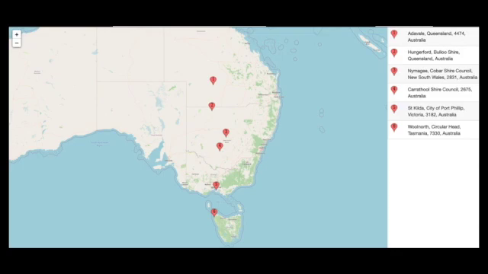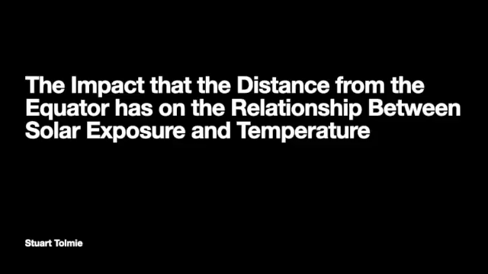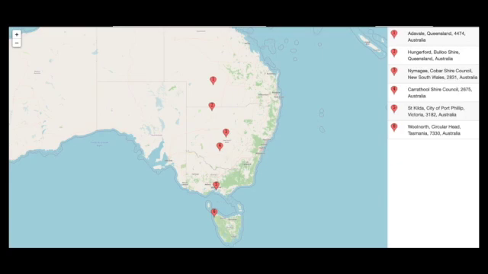These locations are found across the east side of Australia across 4 different states. These locations include Woolnorth, Tasmania, St Kilda in Victoria, Carrithul in New South Wales, Nymagee in New South Wales, Hungerford in Queensland, and Addervale in Queensland.